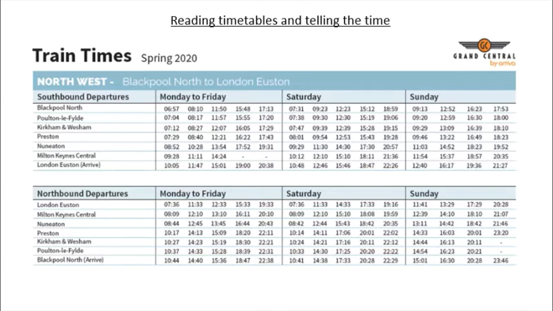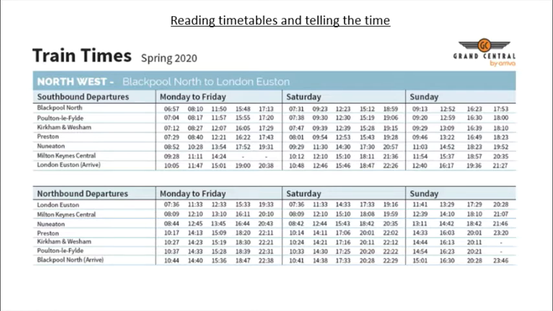The southbound departures are the ones starting in the north and running south, and the northbound departures are the ones starting in the south and running north. A train timetable and a bus timetable are really good at giving not only information about when the next train or bus is coming, but also how long a journey will take and what stops you'll be stopping at.